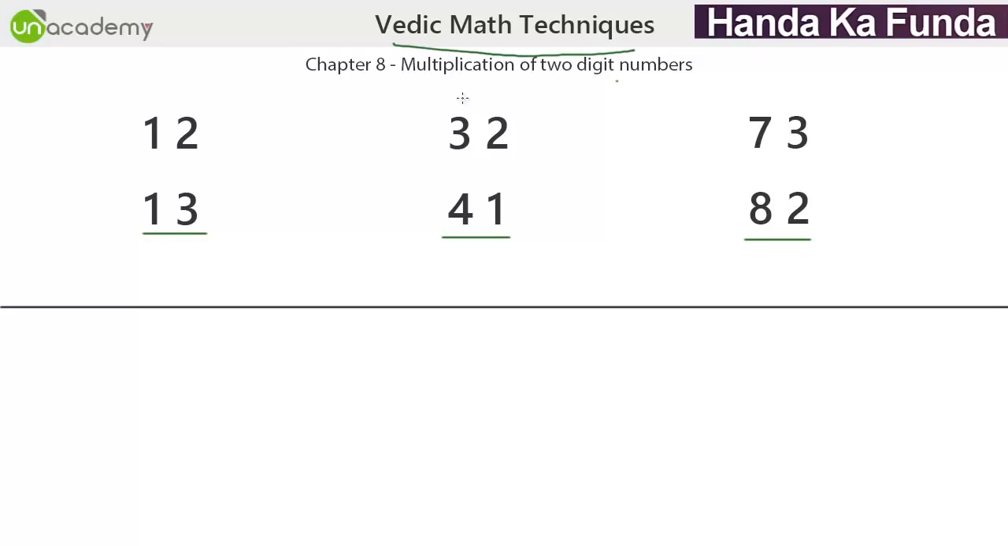In this series of videos, we talk about various shortcuts, tips and tricks to make your calculations faster. This is chapter 8 in the series. And in this video, we'll talk about the multiplication of two-digit numbers. Essentially how to do that faster.